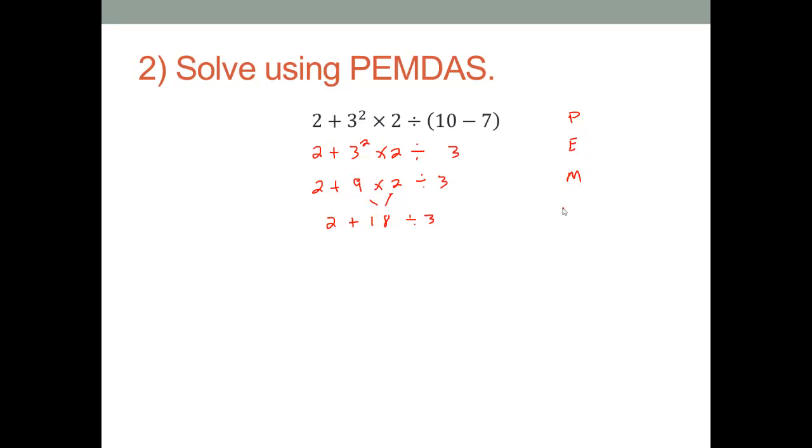Next, I would perform the division between the 18 and the 3. 18 divided by 3 is 6. And then the last step would be the addition. 2 plus 6 would be 8. So if you just follow that order, we should come out with the same answers each time.